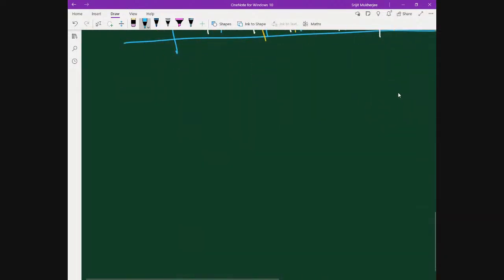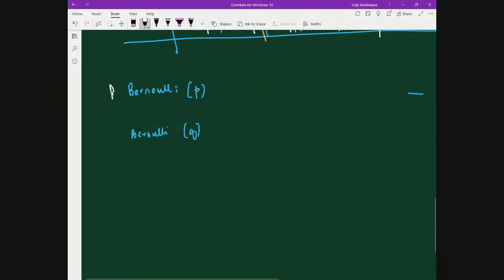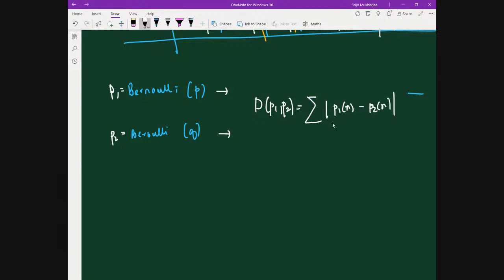So let's take an example. Let's take Bernoulli: Bernoulli P and Bernoulli Q, let's say. What will be the distance between Bernoulli P and Bernoulli Q? Let this be P1 and let this be P2. Okay, what will the distance of P1, P2 be? It's the summation over n of the modulus of P1(n) minus P2(n), divided by 2.